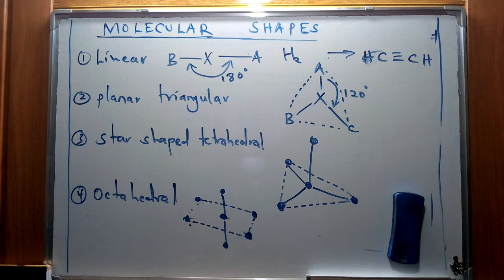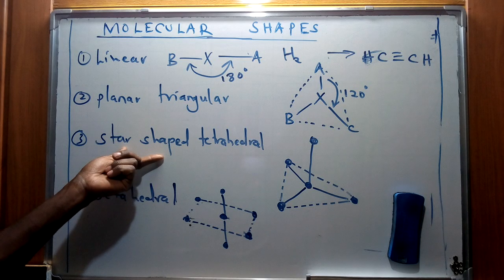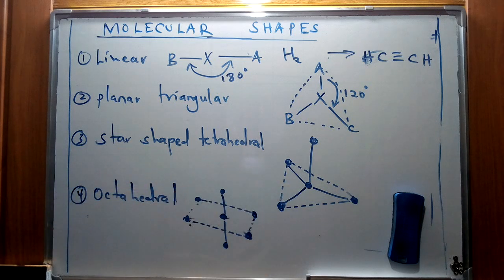So therefore, it's going to comprise 3 atoms, A, B, and C, which are located at the apex of a triangle and bonded to the central atom with a bond angle of 120 degrees. And this is going to describe the planar triangular shaped molecules. And then next we're going to see the star-shaped tetrahedral structure which I've given.